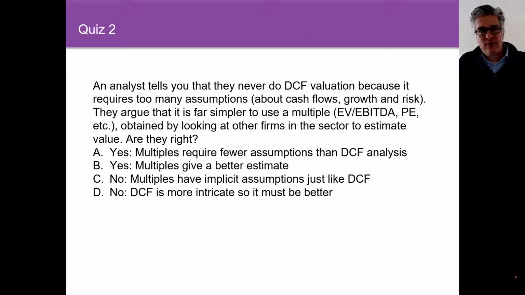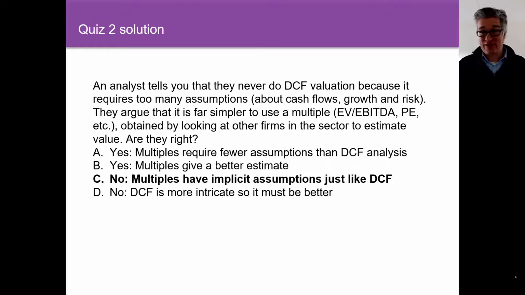And one way to think about that is in this quiz question. Let's say you run into an analyst and this analyst says, yeah, I never do DCF analysis because it requires too many assumptions. You need to assume cash flows, you need to assume growth, you need to assume risk, et cetera. They argue it's far simpler to use a multiple like the PE ratio or EV to EBITDA, obtained by looking at other firms, and then you can get a value immediately. Are they right?